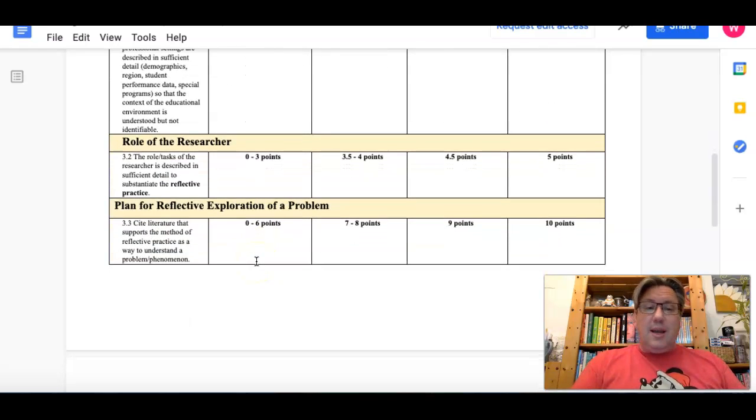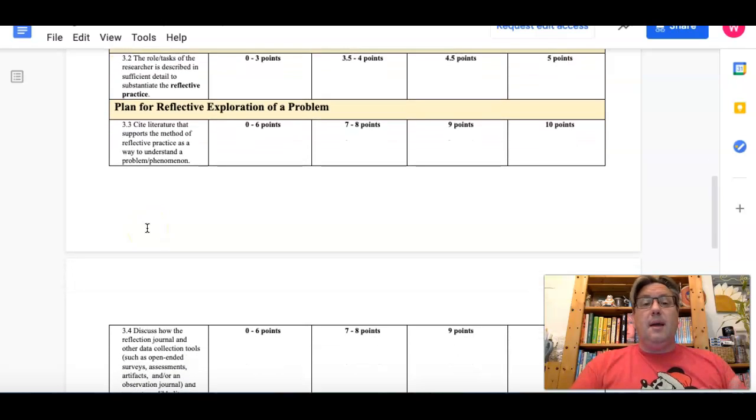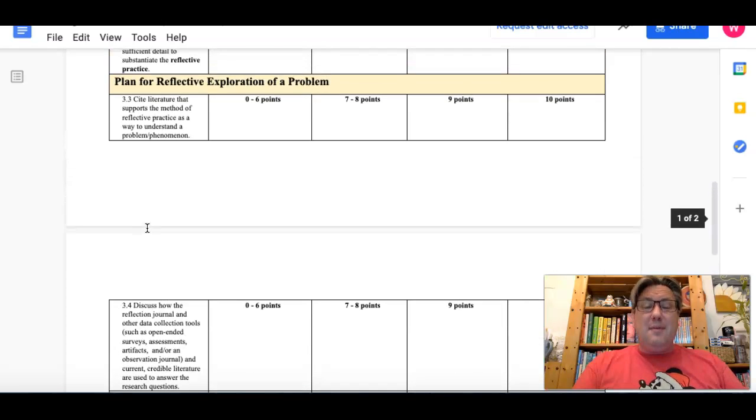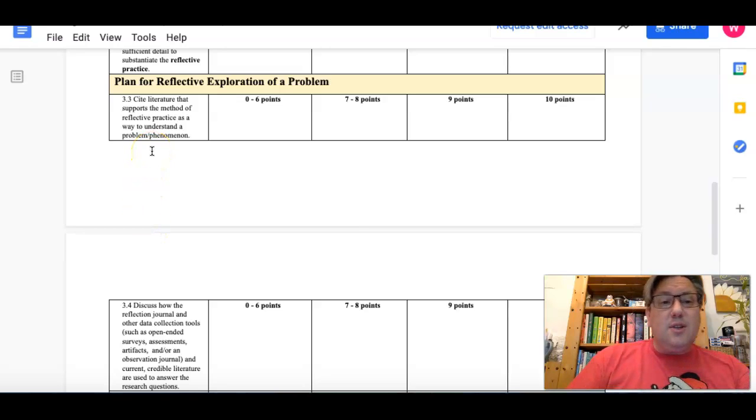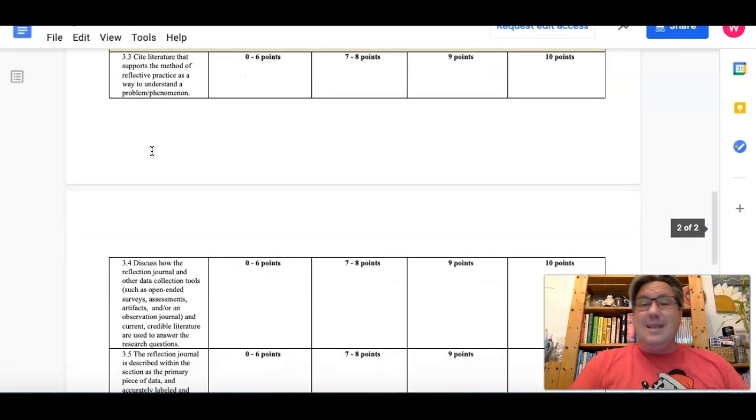Then the role of the researcher. Again here, just establishing who you are, how you're going to be reflective, and then the next and last component is that plan for reflective exploration of a problem. I want you to notice that there are a couple of indicators here that we are going to be looking for. First one is that you're citing literature that supports your method of reflective practice as a way to understand the problem or the phenomenon. So just a reminder, your text that you're reading, that critical guide to reflection and research, can definitely be used as part of this in citing that.